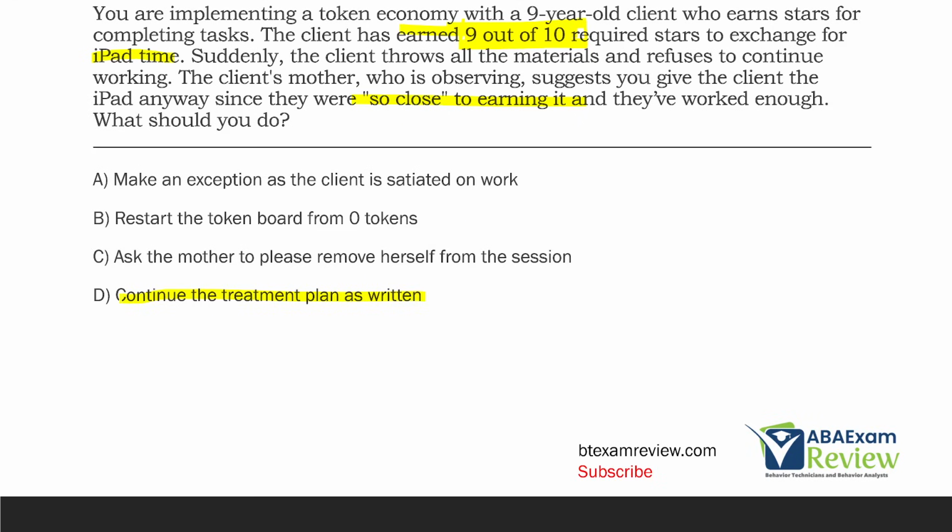Yep, we need to continue that treatment plan as written. There should be a behavior plan in place. There should be a plan for what to do in this situation. What we have to do is continue that treatment plan as written and not start making exceptions on a day-by-day basis. We want to be as consistent as possible.